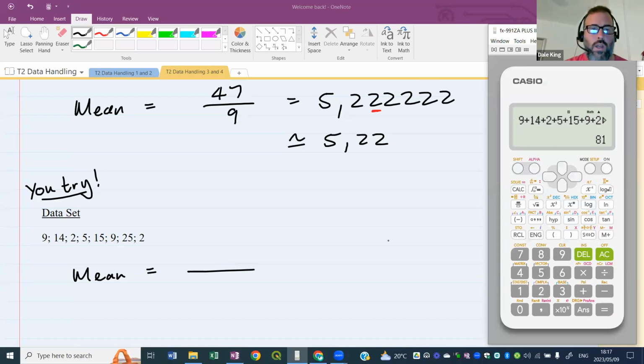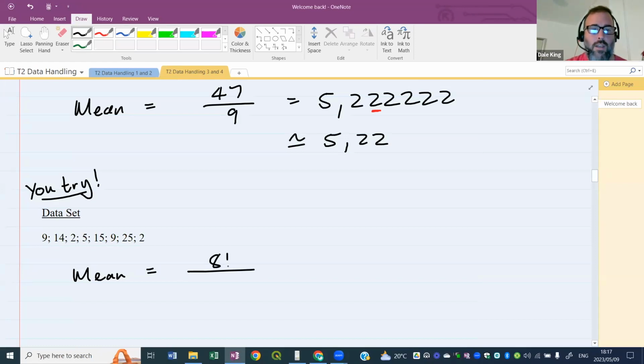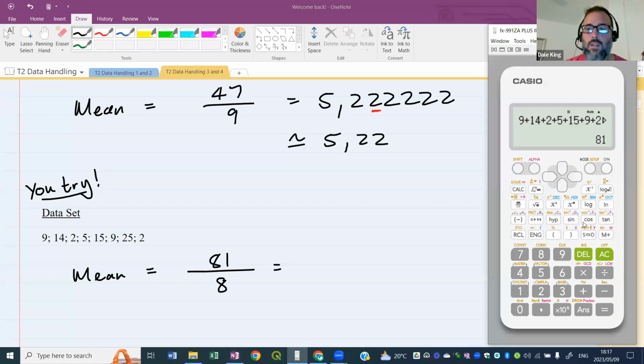So you should all have a sum of 81. Check on that number. And how many numbers do we have? We've got 1, 2, 3, 4, 5, 6, 7, 8. We got 8 numbers. All right. So 8 is under the denominator.